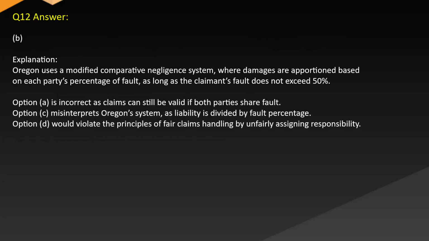Answer B. Explanation. Oregon uses a modified comparative negligence system where damages are apportioned based on each party's percentage of fault, as long as the claimant's fault does not exceed 50%. Option A is incorrect, as claims can still be valid if both parties share fault. Option C misinterprets Oregon's system, as liability is divided by fault percentage. Option D would violate the principles of fair claims handling by unfairly assigning responsibility.